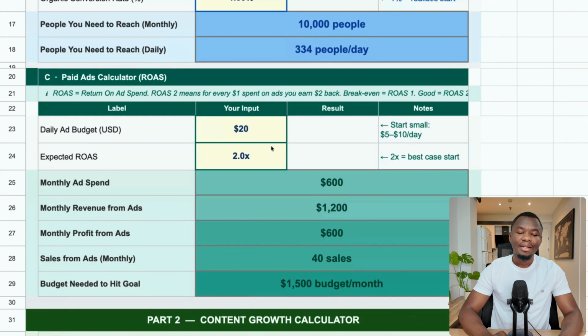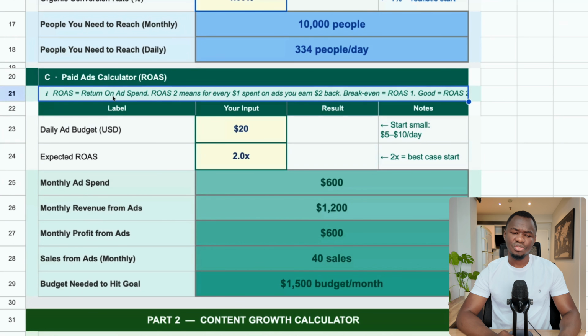This is great. Now, let's say we wanted to add paid ads to our strategy. With paid ads, we're going to look at the ROAS, that is the return on ad spend. So what is the return that you are making from the amount that you spend on ads? If you put in $10, how much are you getting back? A ROAS of 2 means that every $1 that you spend on ads, you earn $2 back. Break-even is a ROAS of 1, and a ROAS of 2 is more realistic. So that's what we are looking at.